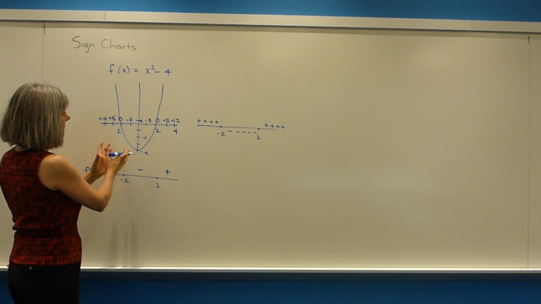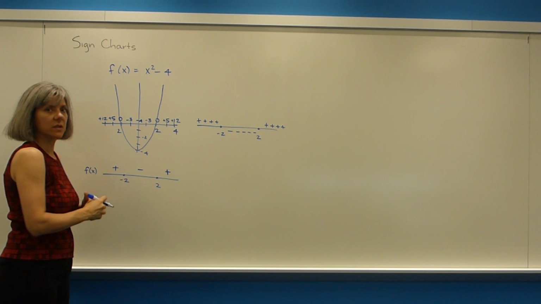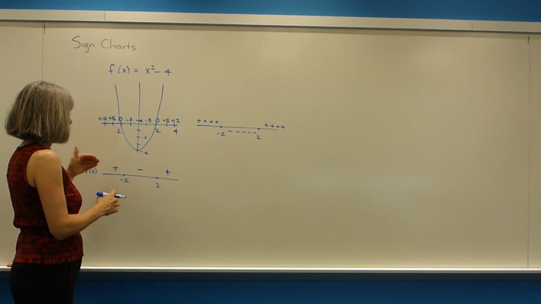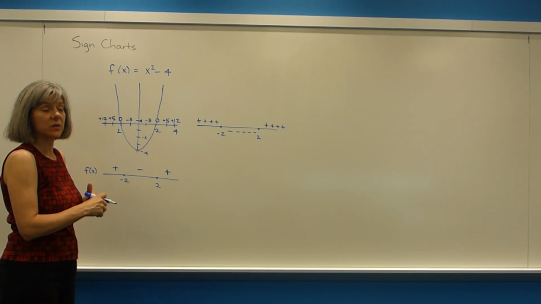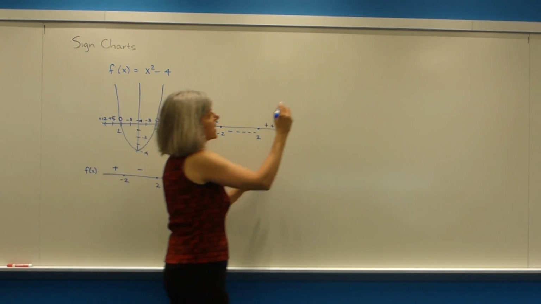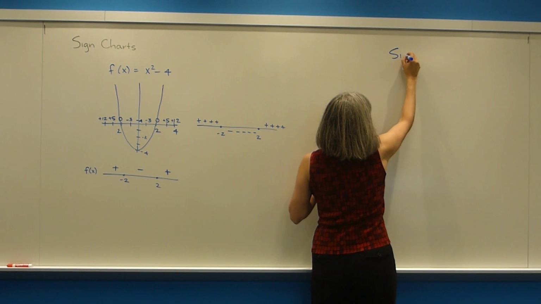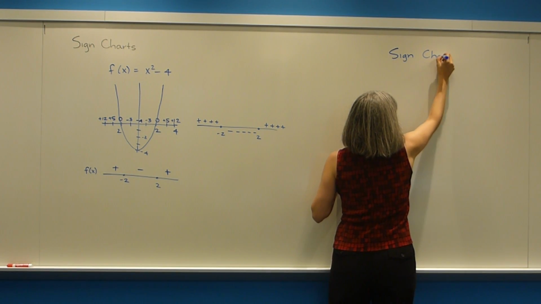So very compact. Instead of taking a whole graph, I have this summary, which tells me where the function is positive, where it's 0, and where it's negative. That's actually a lot of information. So let's just go over here. This is where I keep a list of important information we'll refer to for class.